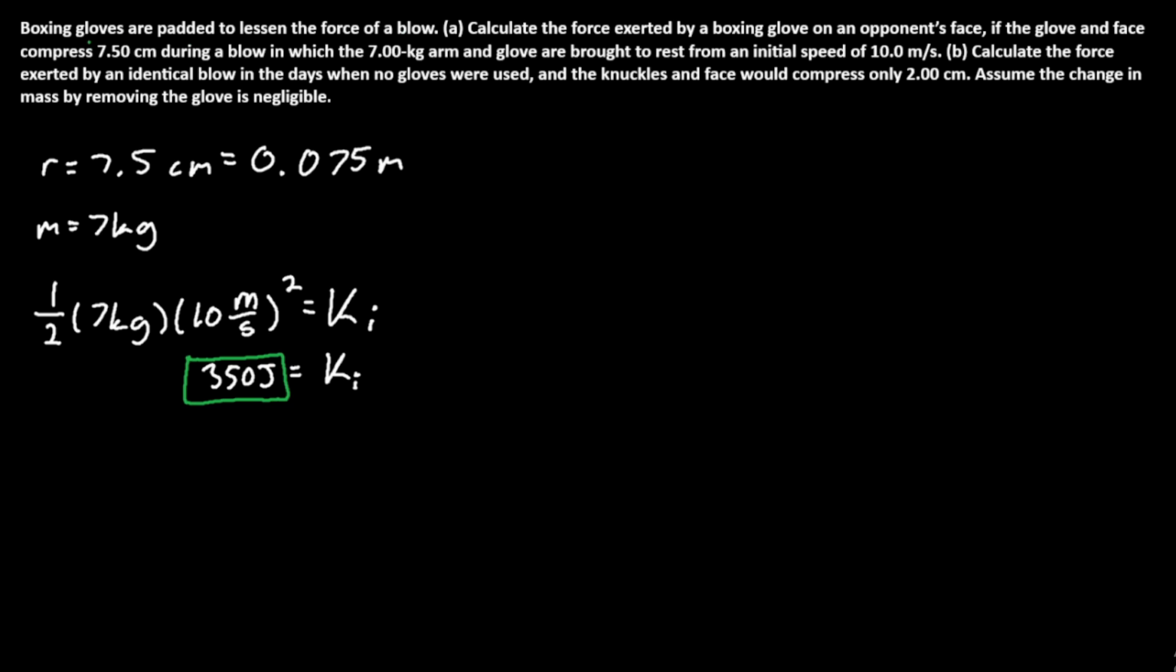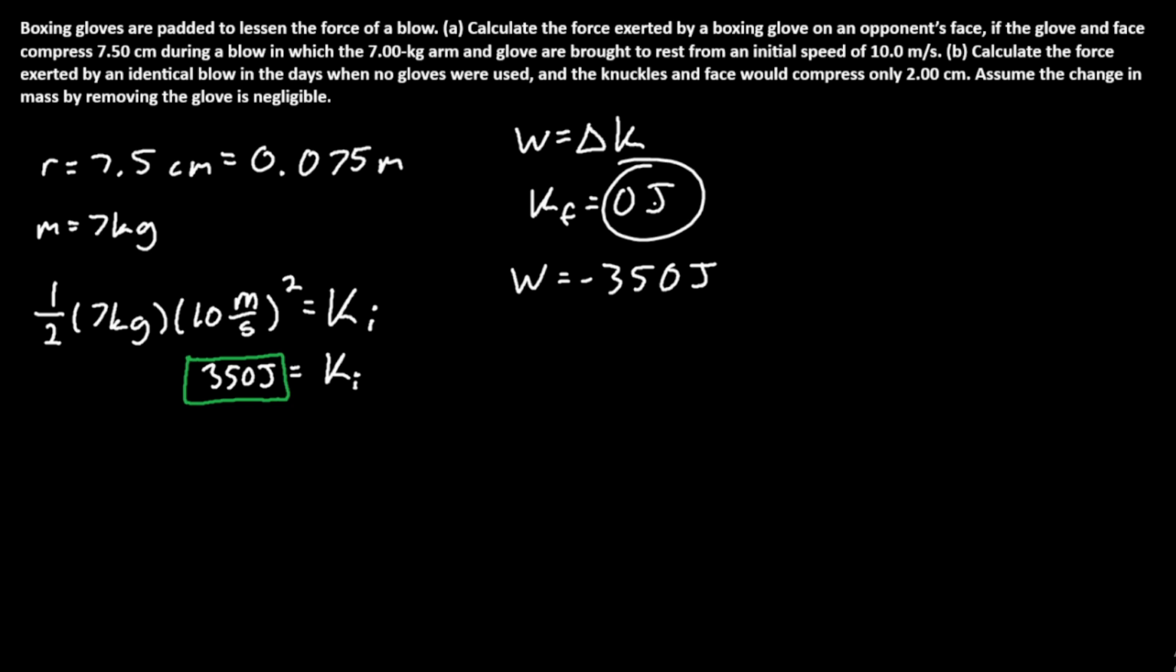So we want to find the force exerted by a boxing glove. Well, we know that per the work energy theorem, work is equal to the change in kinetic energy, and we want to know how much force it takes to, well, completely stop the arm. So, in order to completely stop the arm, the final kinetic energy must equal 0 joules. So our work must equal the negative of our kinetic energy, so that the change in kinetic energy, or the work, will turn the initial kinetic energy to 0, which is exactly what we want.